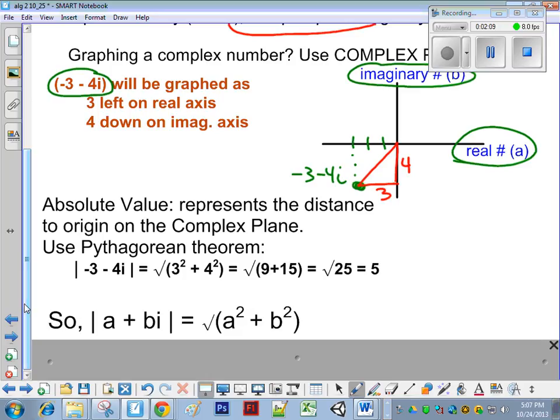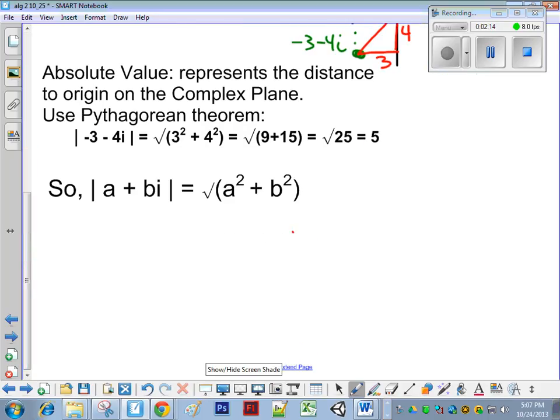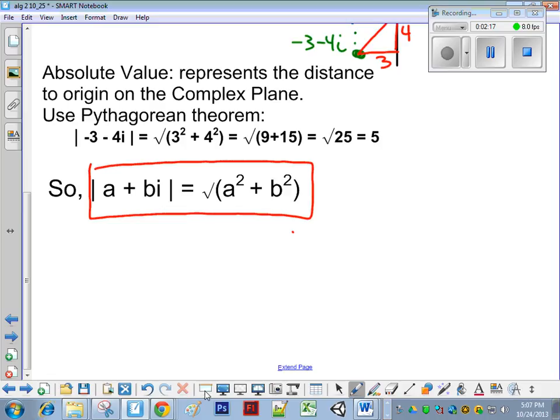So our final formula will look like such. The absolute value of the complex number will be the square root of a squared plus b squared. The negative numbers will not affect the absolute value. We will only use the positive a and the positive b to get this solution.